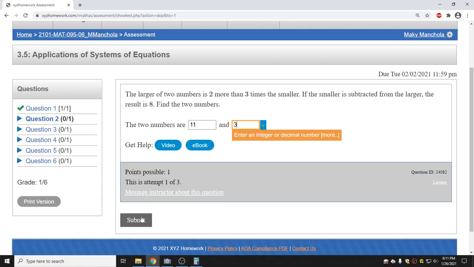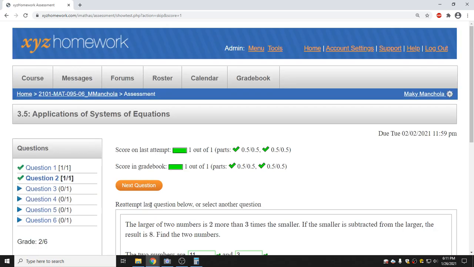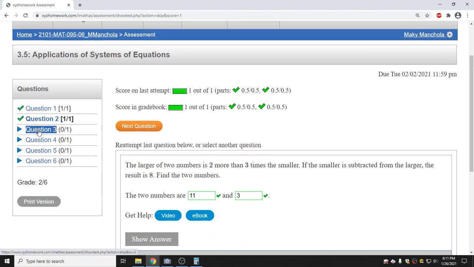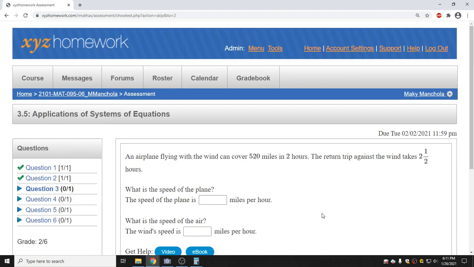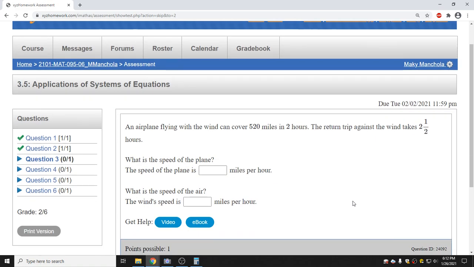Okay, so we check and we got it. Another example. An airplane flying with the wind can cover 520 miles in 2 hours. The return trip against the wind takes 2.5 hours. What is the speed of the plane? What is the speed of the air?